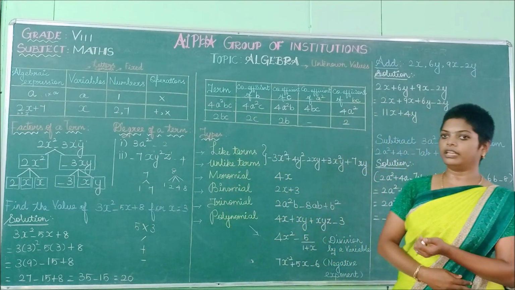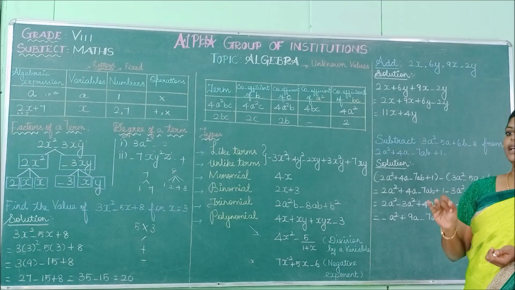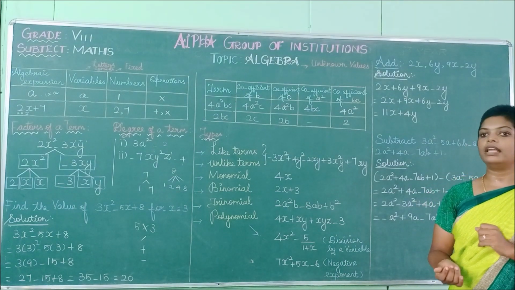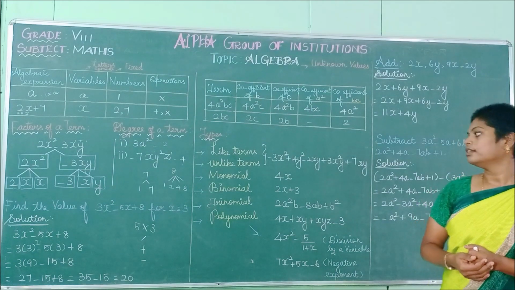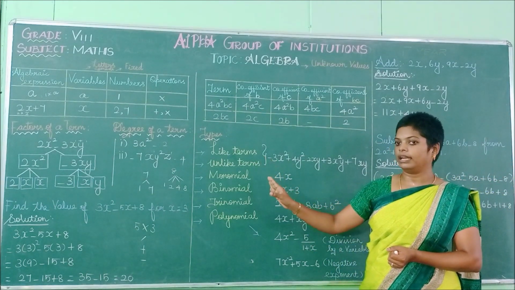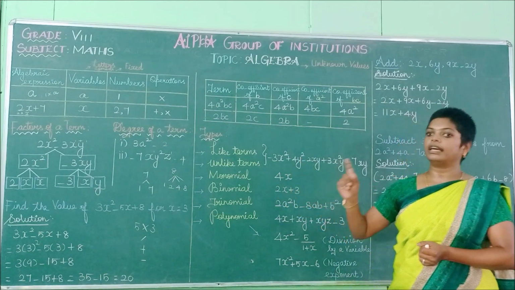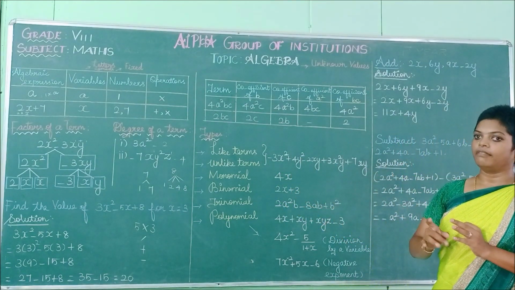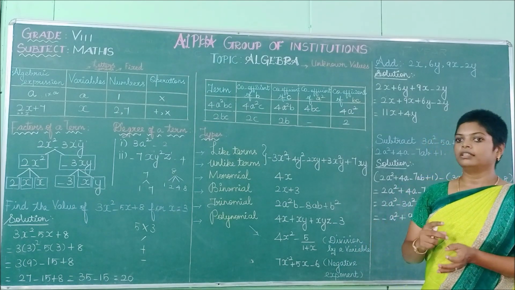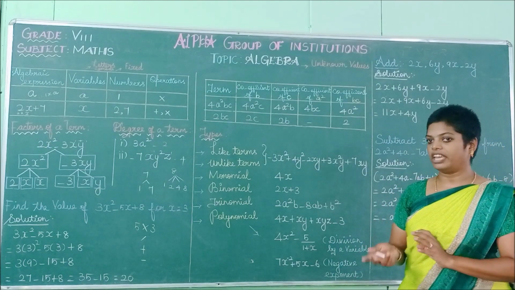So listen, next we are moving to the types. What are the types given here? Like terms, unlike terms, then monomial, binomial, trinomial, at last polynomial. So listen, how can you find the like terms and the unlike terms? Like terms means it has the same variable. Variables must be same. Unlike terms do not have any same variables.